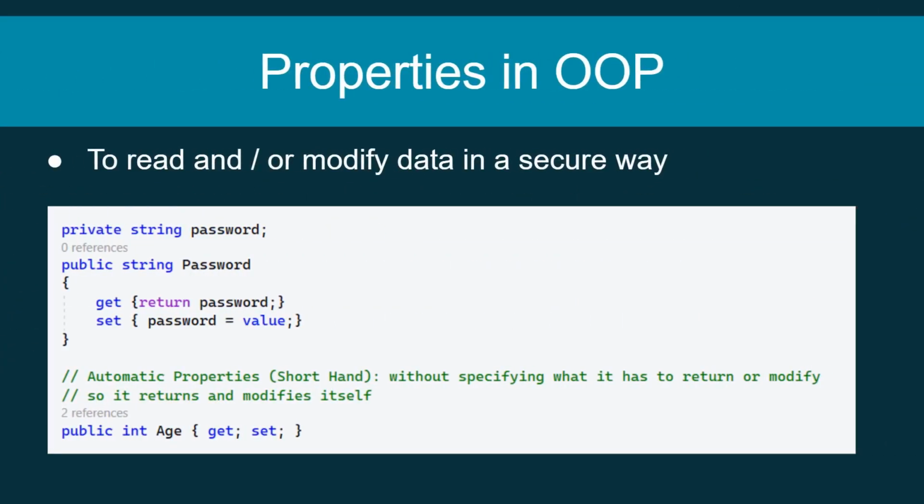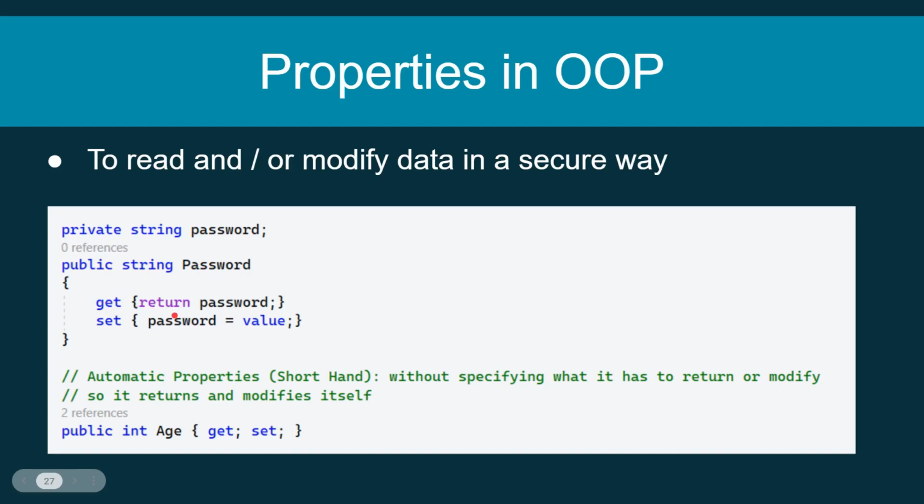Properties in object-oriented programming. What are properties? Properties are a way to read and modify data in a secure way, to read and modify private data. For example, think that these are inside a class. We have inside that class a private member, a private attribute called password of type string. This is a property. You have a get method, you have a set method.